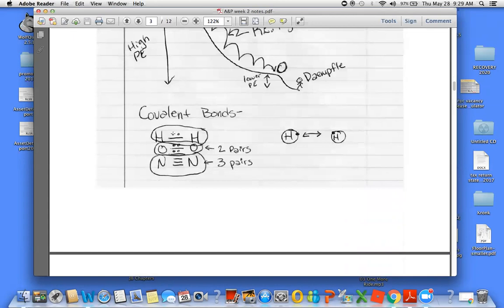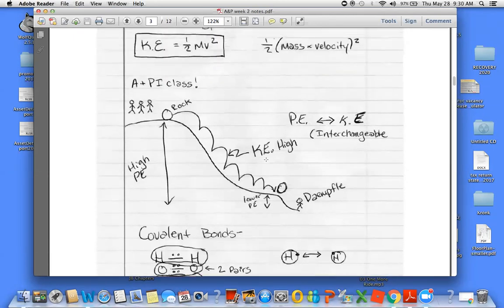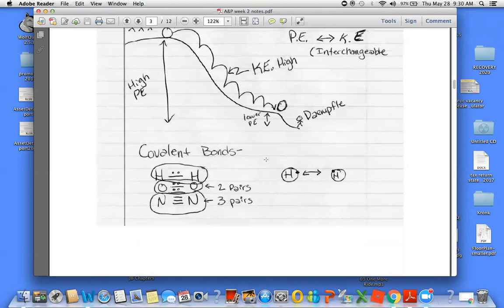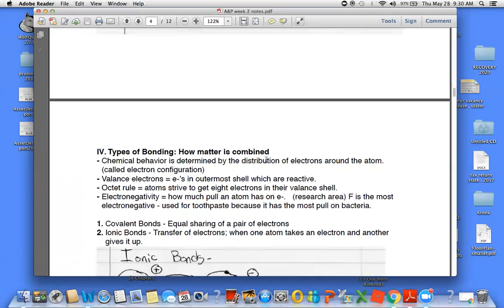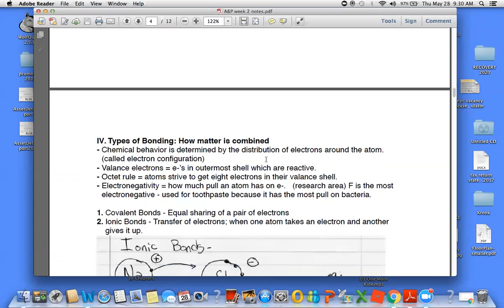Each bond is equivalent to a pair of shared electrons, right? Hydrogen has 2 electrons shared, oxygen has 4, and nitrogen has 6 electrons shared. We say that covalent bonds are bonds that share electrons, like a relationship when you share and share alike. That's a covalent bond. Hydrogen, oxygen, and nitrogen bond together in that form. Types of bonding and how matter is combined is really the basis of our chemical reactions.